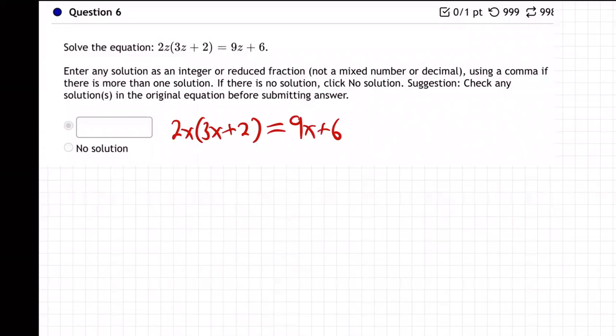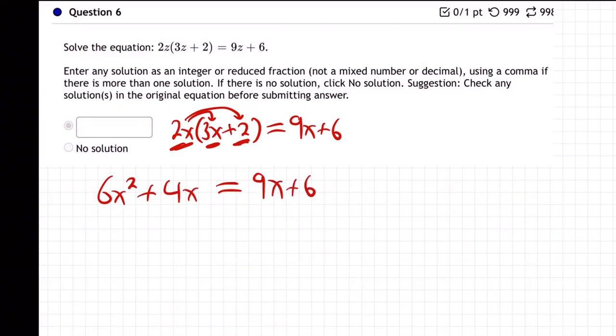All right. So what do we do first? Well, definitely when we have parentheses, we always need to distribute through them. So what do we get? 2x times 3x is 6x squared, plus 2x times 2 is 4x, equals 9x plus 6. Is that good first off?